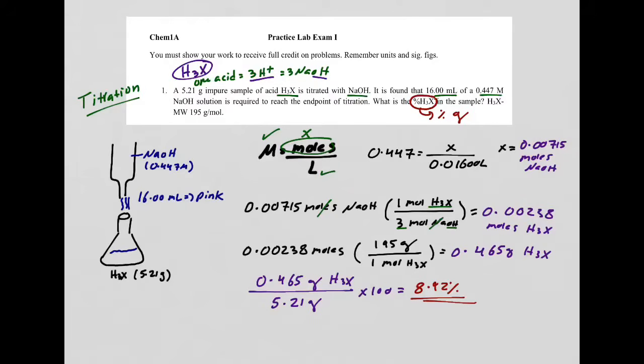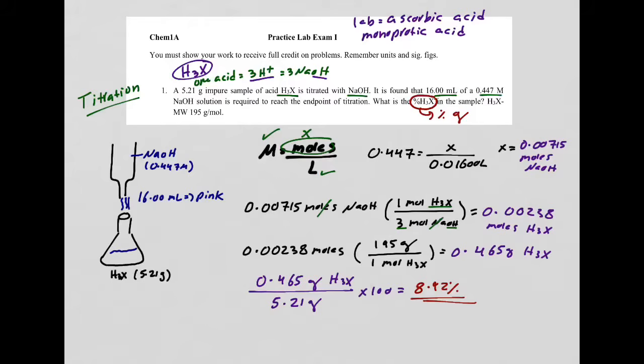Now, one thing I want you to keep in mind: in your lab, you use ascorbic acid. And ascorbic acid is a monoprotic acid. Now, what does that mean? That means the ascorbic acid that you use in lab had only one hydrogen.